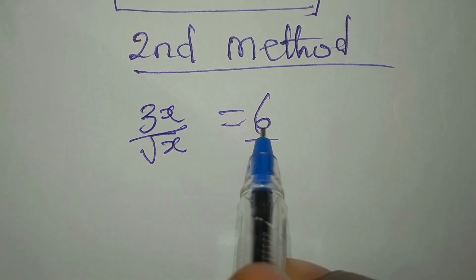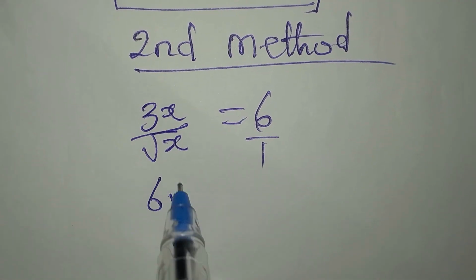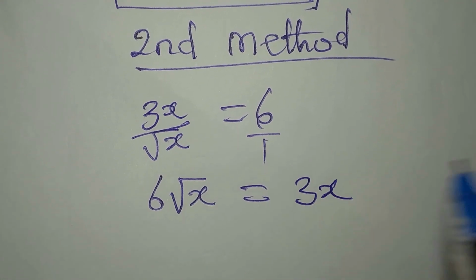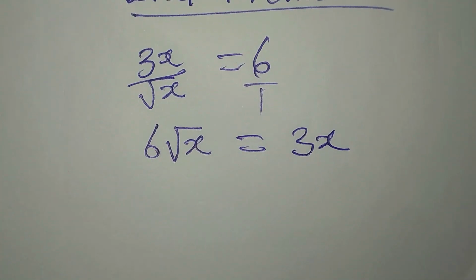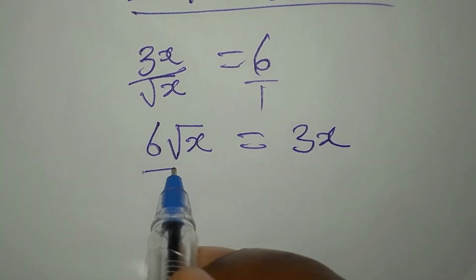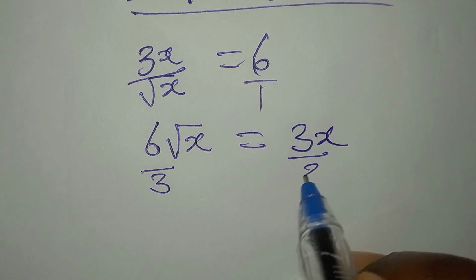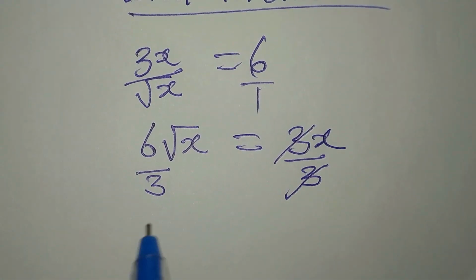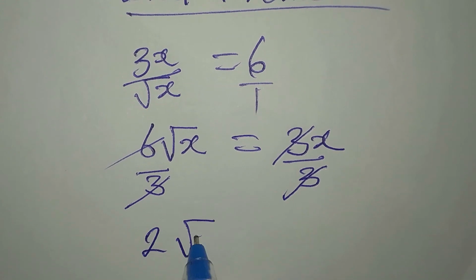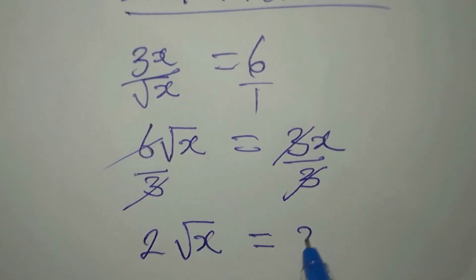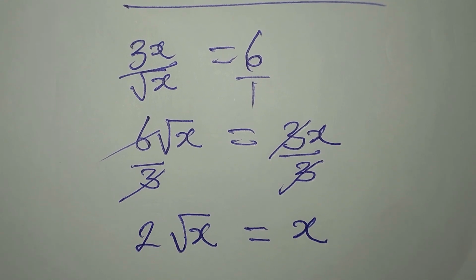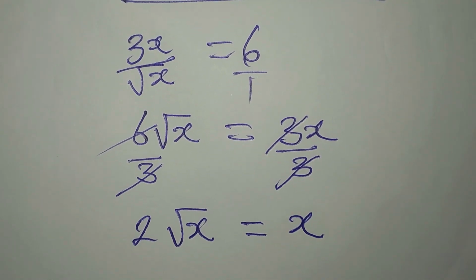Then we have 6 times root x is 6 root x, and then 3x times 1 is 3x. Now what do we do? You can decide to divide both sides by 3. So this will be divided by 3, this will be divided by 3, so that this will go with this, and this will go there 2 times. And we'll be having 2 root x equals x. Okay, see that? Now the next thing we'll do is to square both sides.